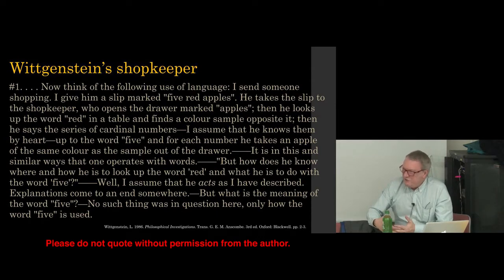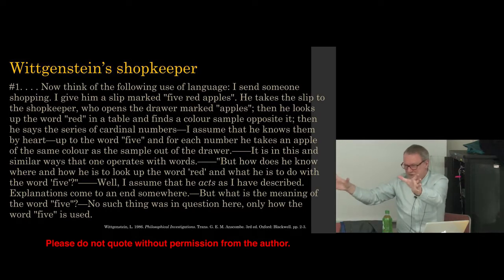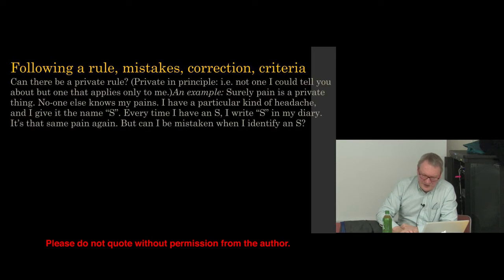So I think here Wittgenstein is not giving you an explanation. He's showing the strangeness of how we come to these concepts. How is it that we learn what 5 means? 1, 2, 3, 4, 5, but of course that's 5 as well. How do we come to learn that? What kinds of things do we do? Not just things we learn as propositions, but things that we do, how our behaviour is shaped. Right, following a rule, mistakes, correction and criteria.